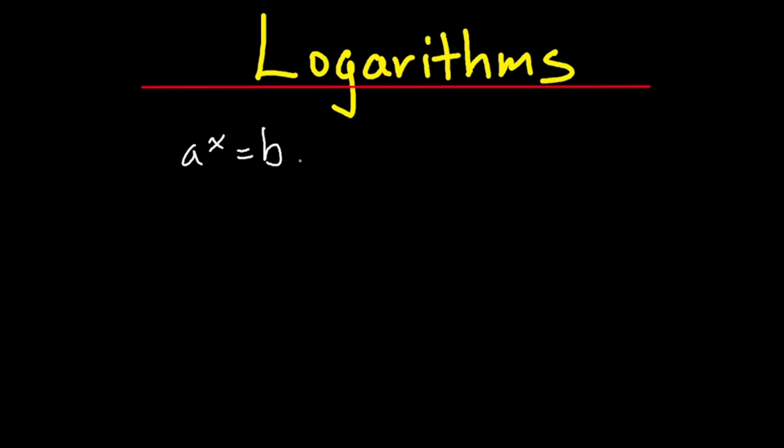In general, we write this as x equals log a b. And you can say this is the logarithm of b with respect to a. Now here, a is called the base. So whenever you see these two, you know they're interchangeable, which means if one of them is true, then the other one is also true.